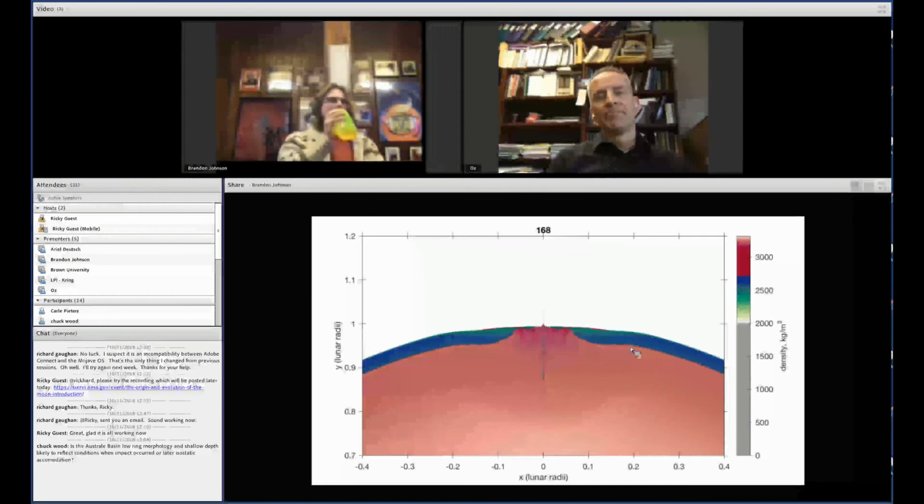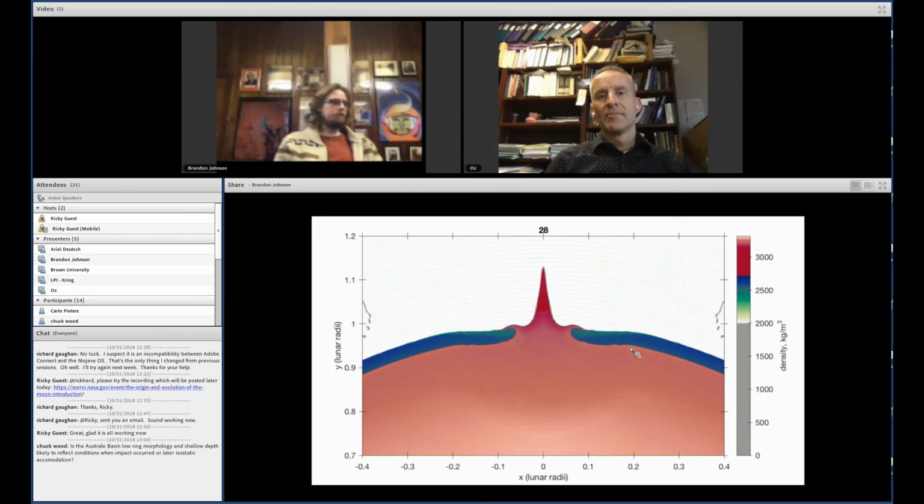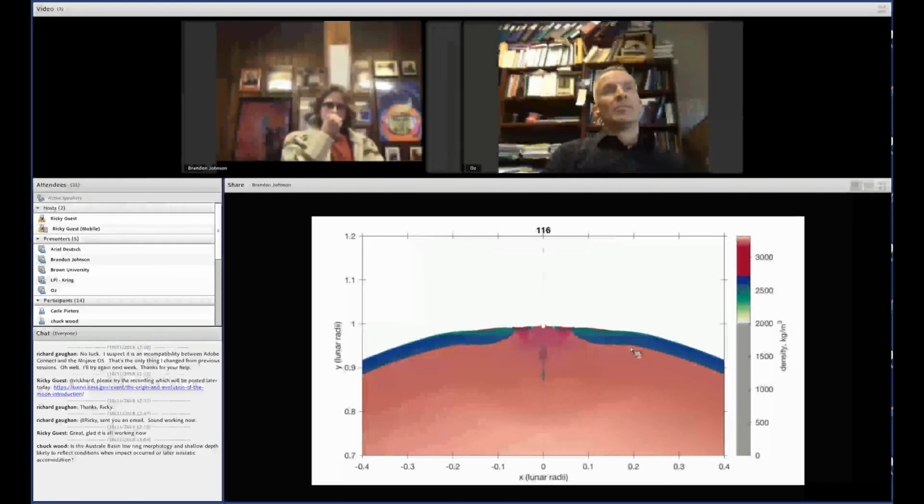Right. Speaking of relaxation, we have a question from Chuck Wood. He asks, is the Australe Basin's low ring morphology and shallow depth likely to reflect conditions when the impact occurred, or later isostatic accommodation?